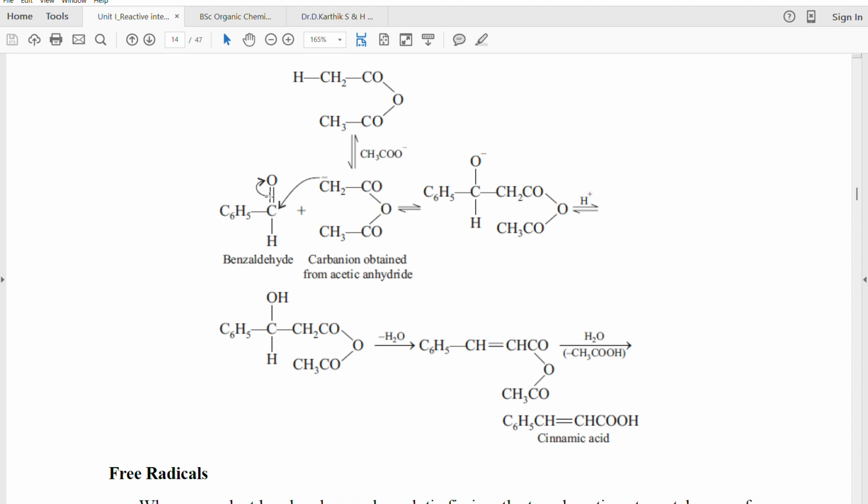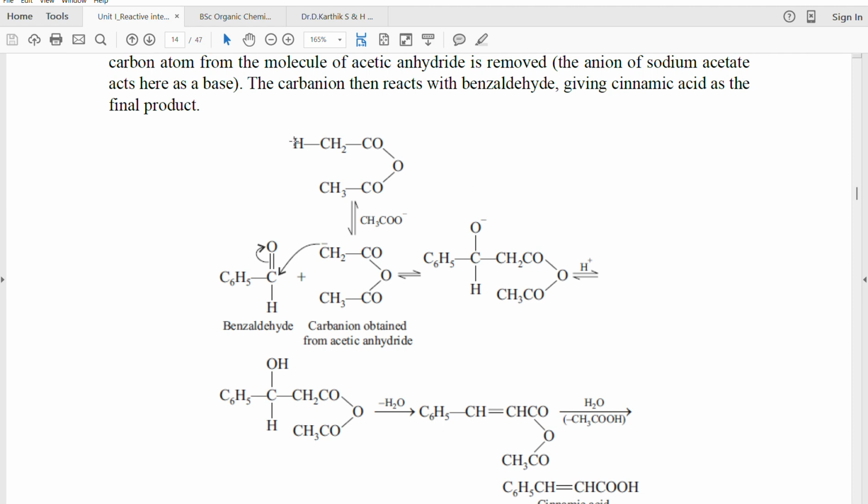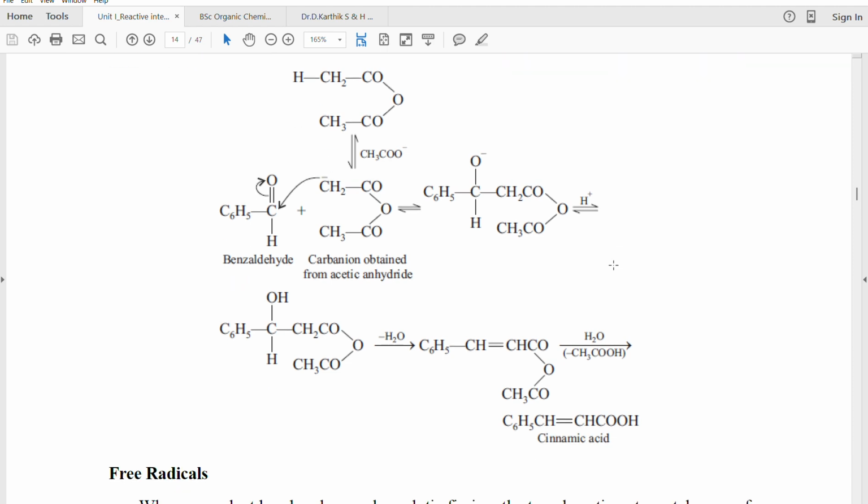And then when it attacks, definitely from the C=O double bond, one bond pair of electrons will move to the oxygen atom. So that means oxygen will carry one negative charge, right? This negative charge will again attack the proton where we removed water or acetic acid. In this case the acetic acid forms when the proton is abstracted by the acetate anion. So this alkoxide anion will take one proton from the acetic acid.